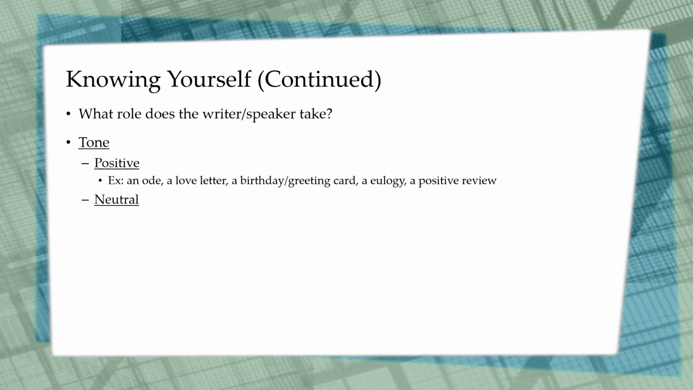Neutral tone is also pretty easy to recognize because there's usually no emotion behind it. It's an unbiased report of some kind, and it can seem a little bit boring. It may just be the results from an experiment or from a research paper, and most of the time you'll be asked to take a pretty neutral tone with most of the papers that you write.